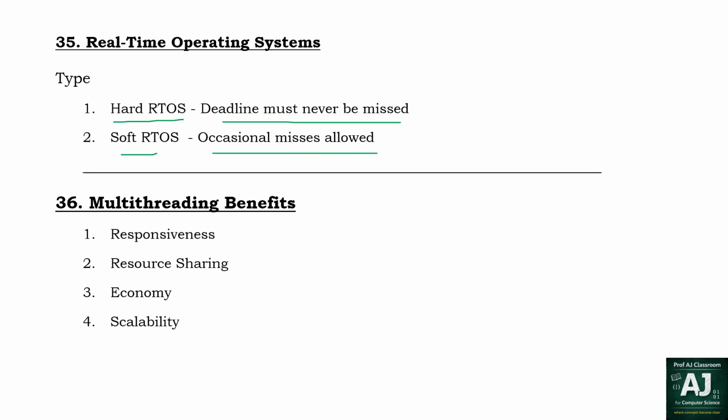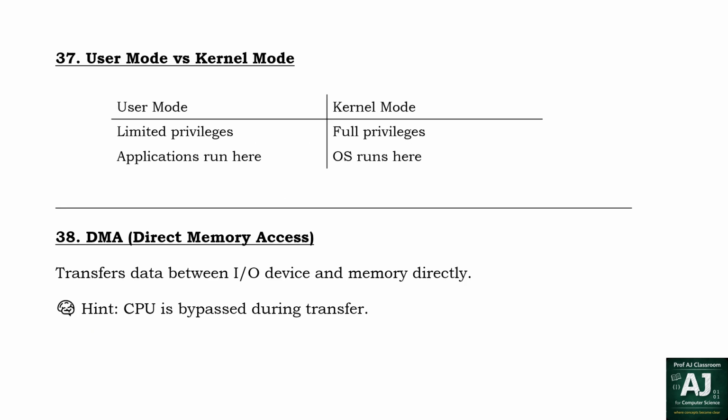Next, multi-threading benefits are responsiveness, resource sharing, economy, and then scalability. Next, user mode versus kernel mode. In user mode, limited privileges, and applications run here. In kernel mode, full privileges are given, and the OS runs here.